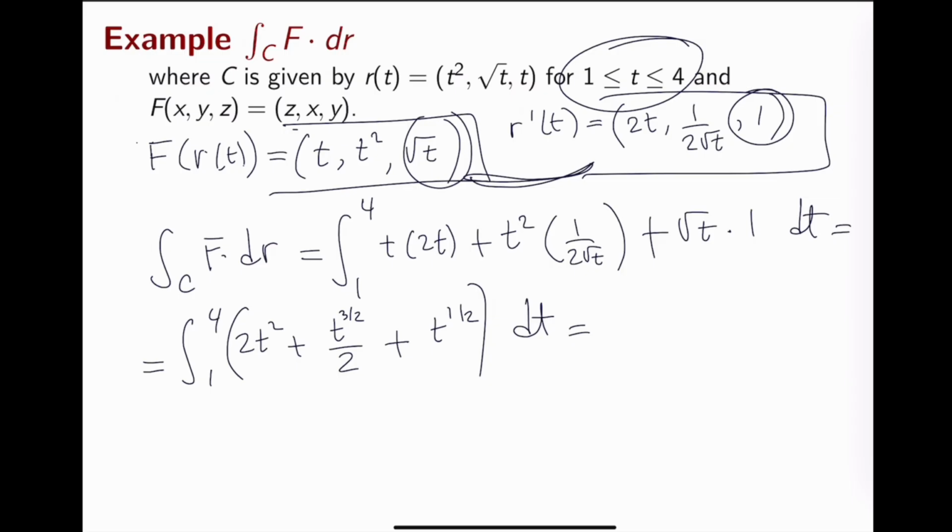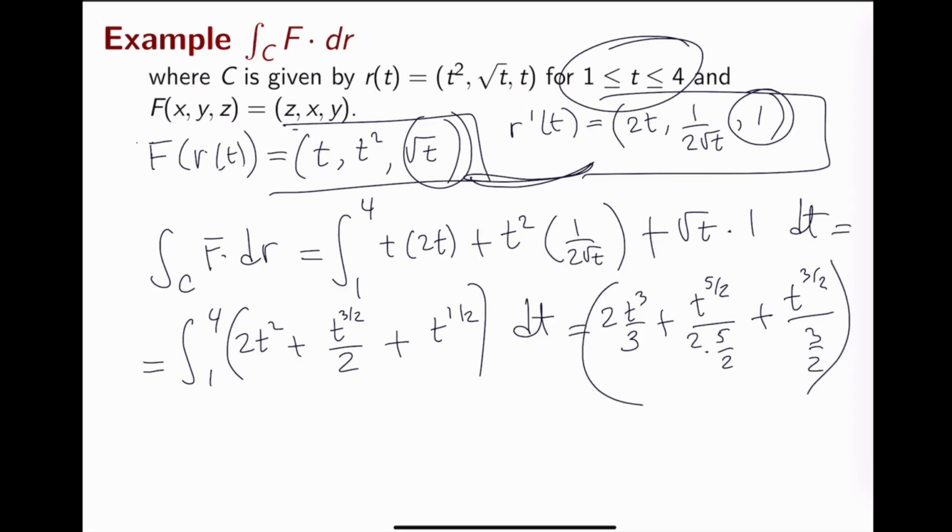And so, doing the primitive here, the primitive of 2t squared will be 2t cubed over 3, plus the primitive of t to the 3/2, which will be t to the 3/2 plus 1, which is 5/2, over 5/2, times this 2 that was already there, and plus the integral of t to the 1/2, that will be t to the 3/2 over 3/2. And all these should be evaluated between 1 and 4. So let's simplify first.